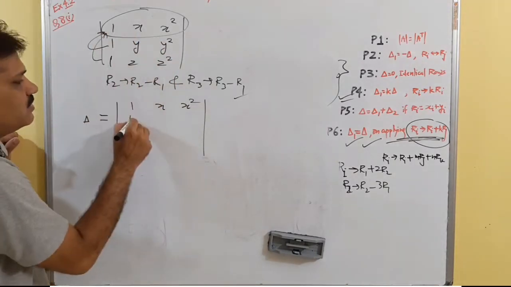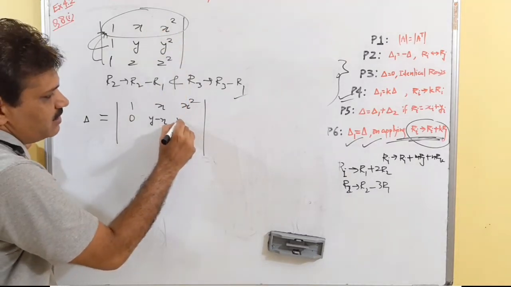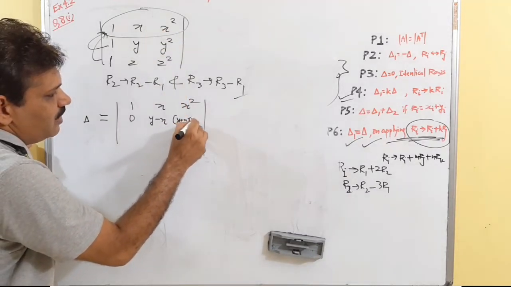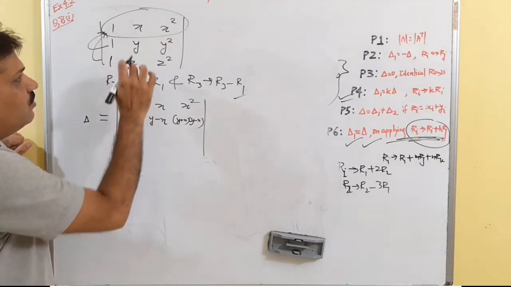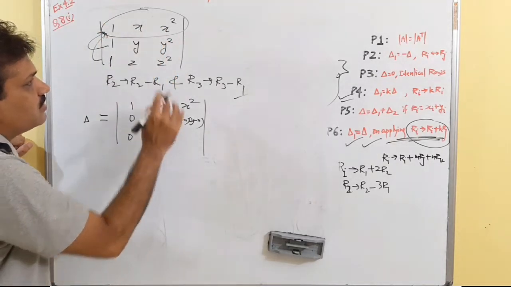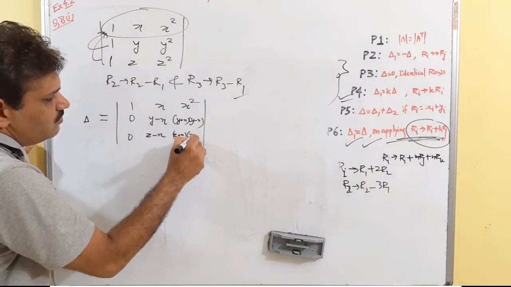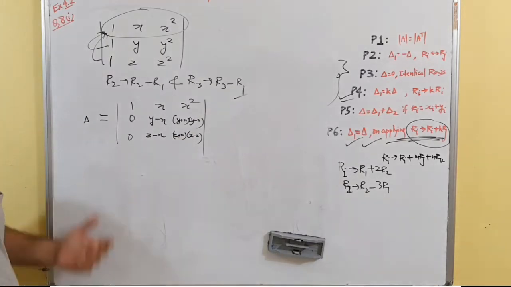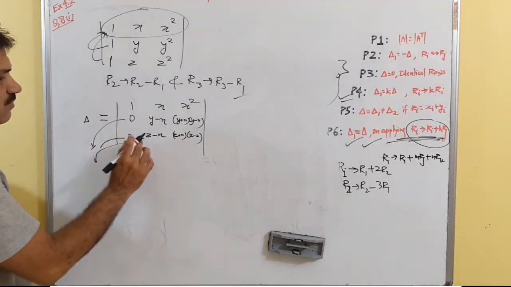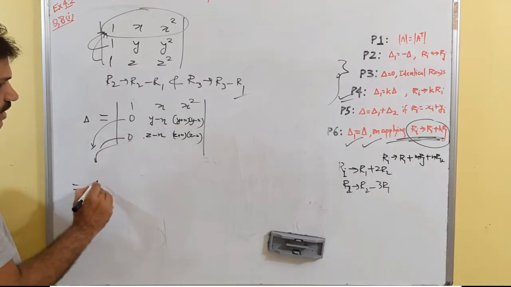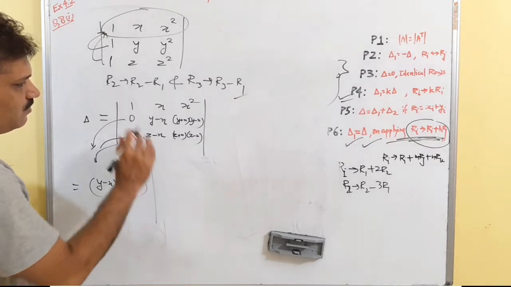Now 1 minus 1 is 0, y minus x, y square minus x square, that is y plus x into y minus x. Again 1 minus 1 is 0, z minus x, z square minus x square can be factorized as z plus x into z minus x. What we will do? We will take common y minus x from this row and z minus x from this particular row. So what we will get is y minus x, z minus x times.